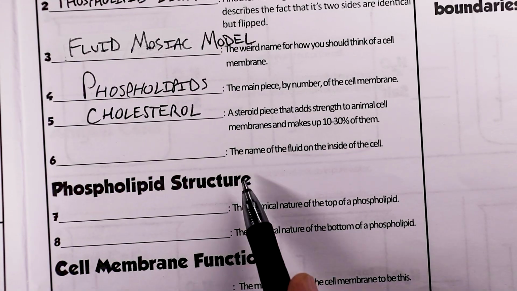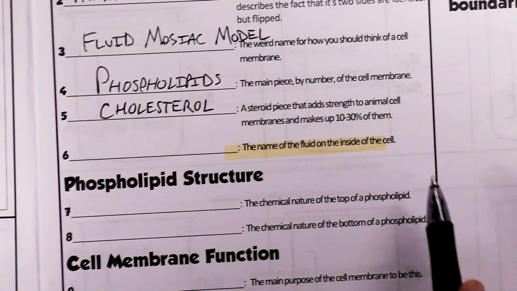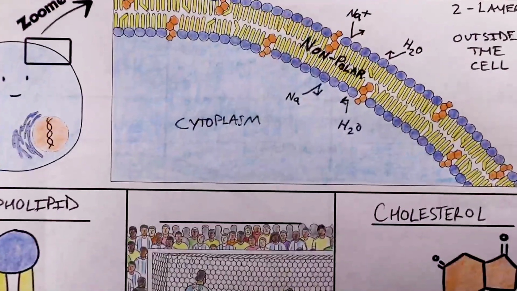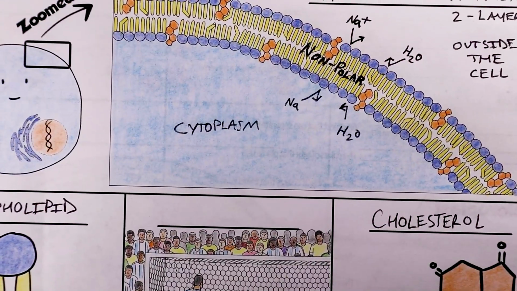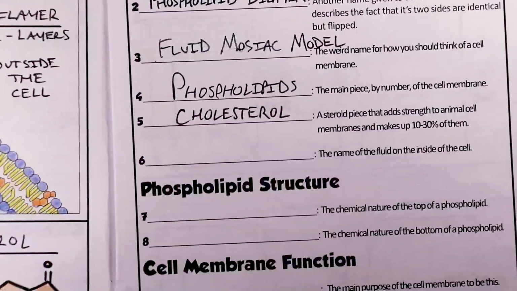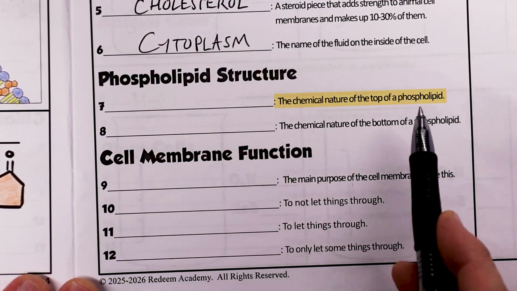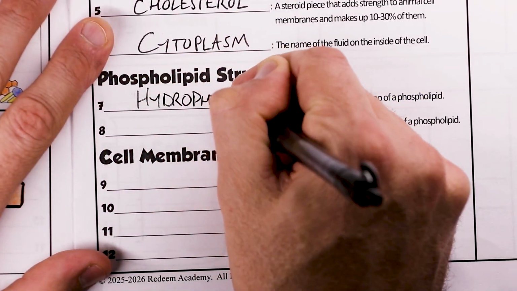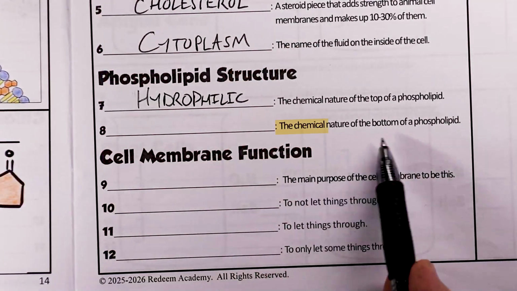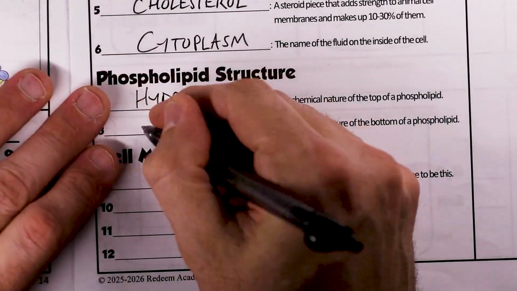Okay, looks like we've got one more word here. The name of the fluid on the inside of the cell. We've already labeled that beautiful blue stuff. It's called cytoplasm. And the nature of the top of a phospholipid: hydrophilic. And the nature of the bottom of the phospholipid: hydrophobic. And that brings us to the purpose of the cell membrane. What is that thing for?